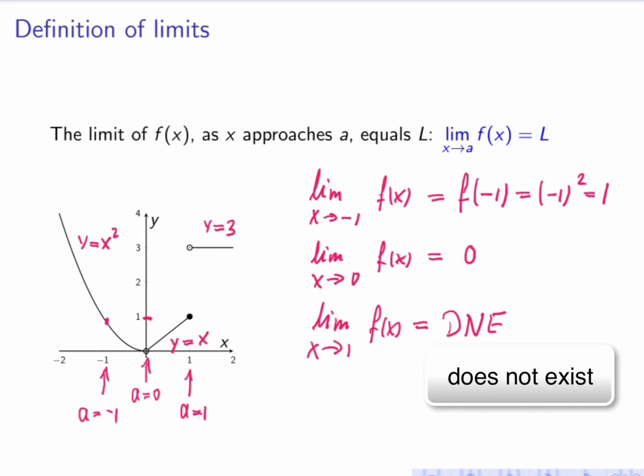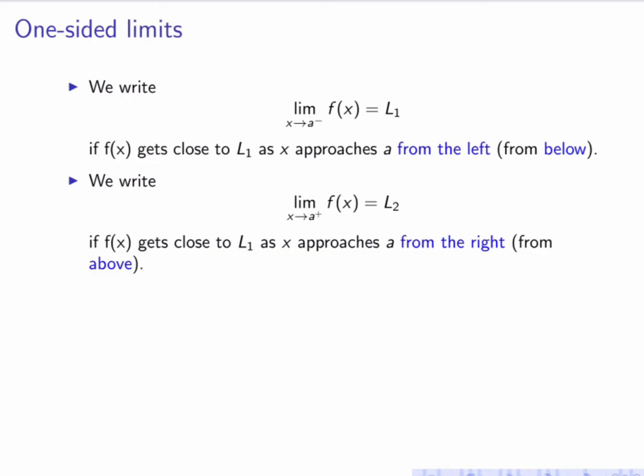Let's use this in a definition. We first define one-sided limits. So I call the limit as x goes to a minus of f of x equal to L1 if f gets close to L1 as x approaches a from the left, or sometimes we say from below. And this is the indication of the little minus on the a, it means from the left. And then if we use a little plus on the a, we converge from the right.